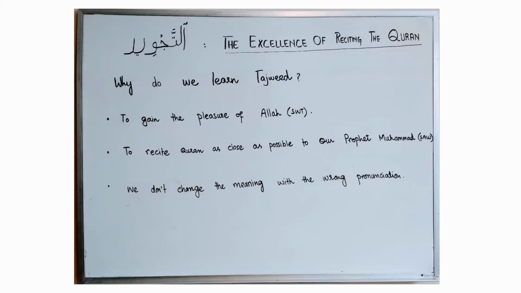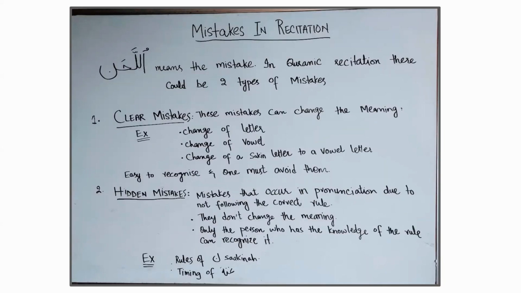So from these ahadith, we can see the importance and value of learning to recite the words of Allah properly to gain the pleasure of Allah subhanahu wa ta'ala. And the other objective is to recite the Quran as close as possible to our Prophet sallallahu alaihi wasallam. And we learn Tajweed so we don't change the meaning with the wrong pronunciation of the letters. Quran is the word of Allah subhanahu wa ta'ala. And if we don't know the proper pronunciation or attributes of each letter, we may change the meaning of the word in our recitation. But if we observe the rules properly, it can prevent us from making big or small mistakes in our recitation. Lahan literally means a mistake.